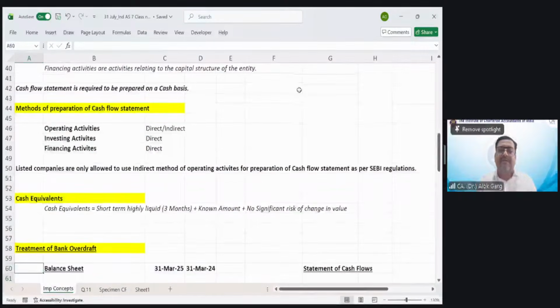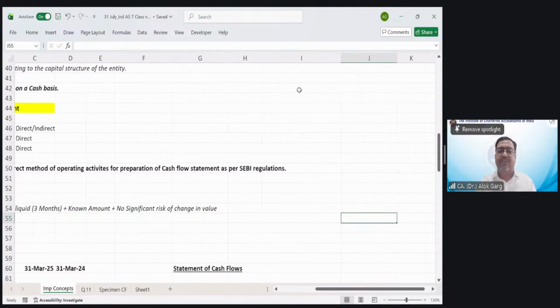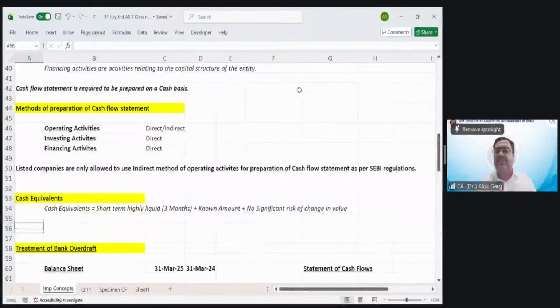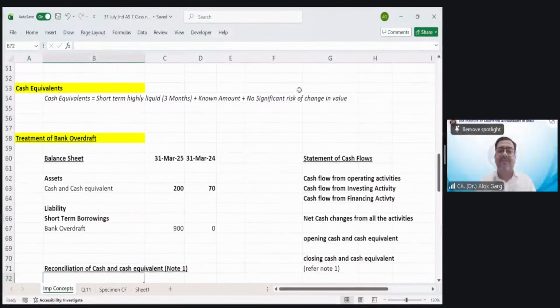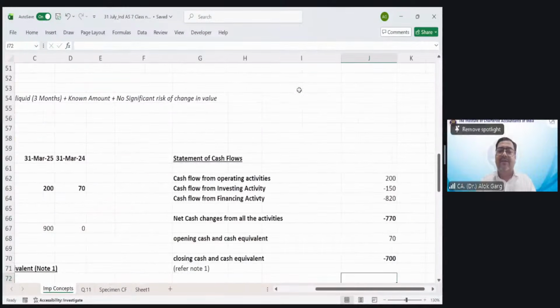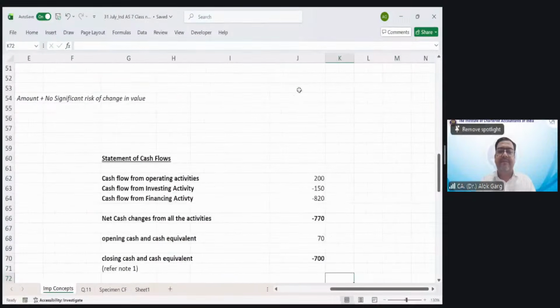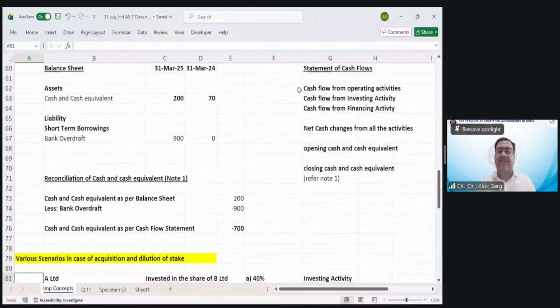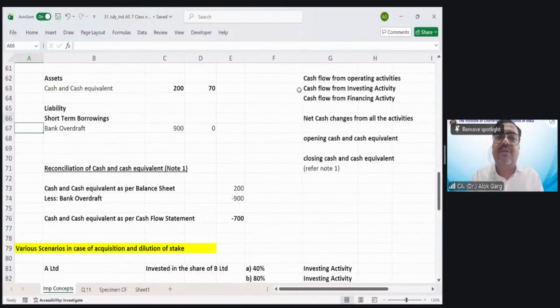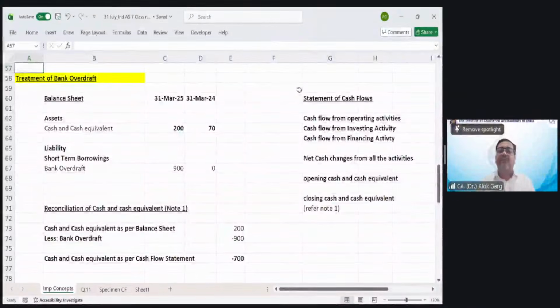Cash equivalent we discussed. Cash equivalent is equal to short-term highly liquid investment, which is 3 months or less, plus known amount of cash, plus no significant risk of change in value. Right? Treatment of bank overdraft, friends, we discussed. Reconciliation of cash and cash equivalent. This is how it will happen. We will discuss. Okay. So now, my dear friends, we are moving to the further aspect of this.